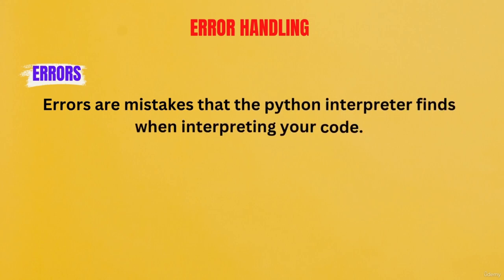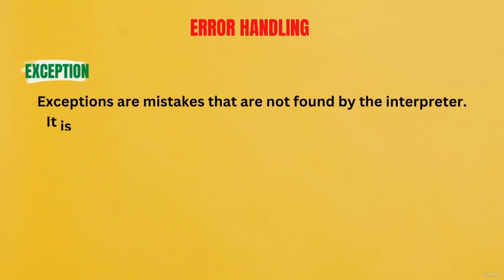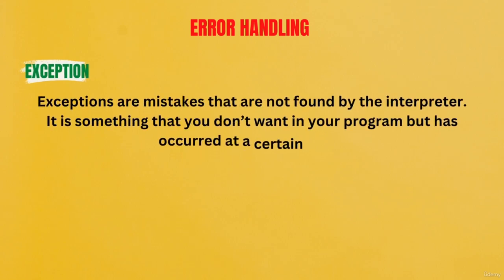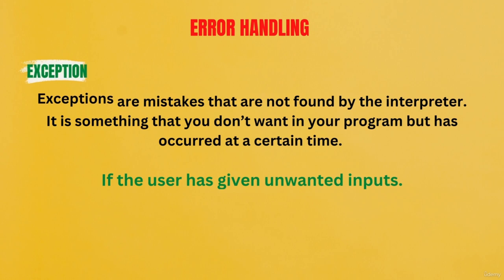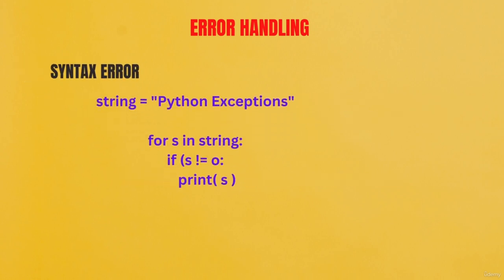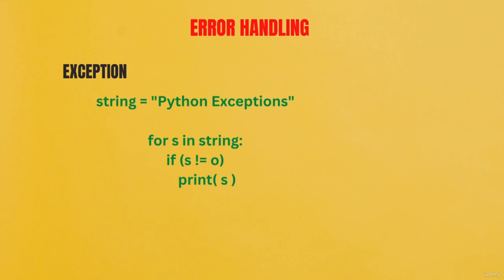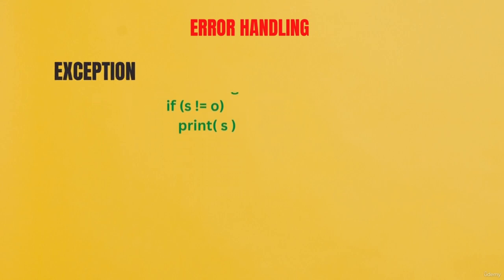Today, we are going to see a topic known as error handling and learn to take inputs from users. Now, before we get to error handling, we need to know the difference between errors and exceptions. Errors are mistakes that the Python interpreter finds when interpreting your code, like for example a syntax error. However, exceptions are mistakes that are not found by the interpreter. It is something that you don't want in your program but has occurred at a certain time. For example, if the user has given unwanted inputs, the below code will give us a syntax error. However, the following code will pass the interpreter but will produce an exception.